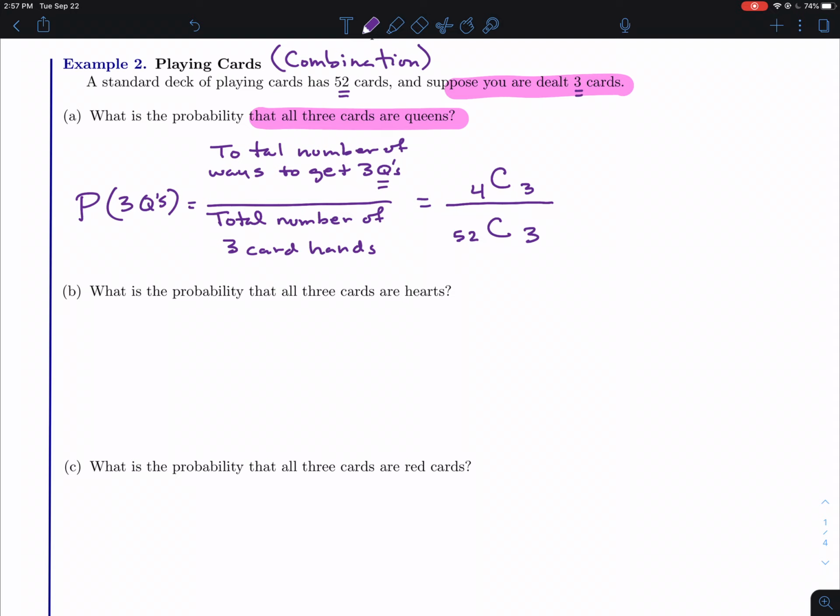So if you need to, just type the top number in first, write it down, type the bottom number in, and then write it down, and go from there. All right, so that looks good. So now let's look at the next one.